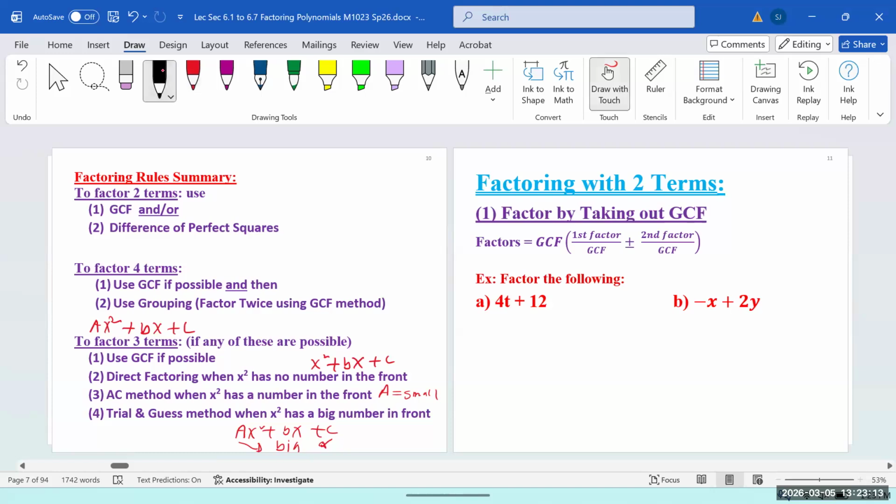Now let's do a few examples. Between 4 and 12, what is our GCF? 4. So we are going to factor out 4. This step we do mentally, but I'm going to show you here. We have our two terms. Whatever you factor out, you divide each term by that to see what is left after the factoring. So this will be our final answer.